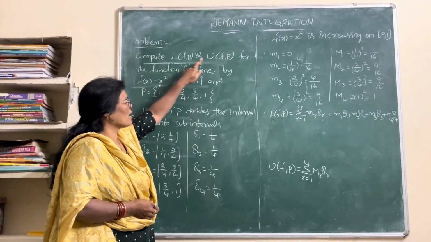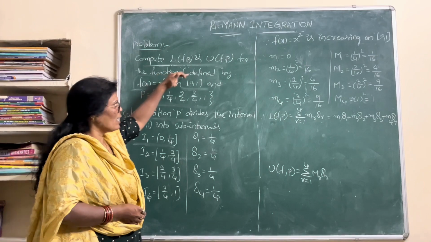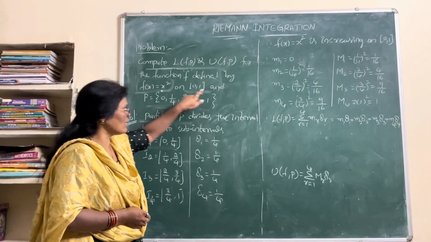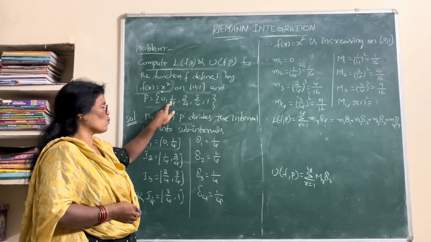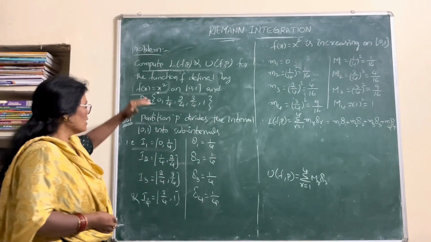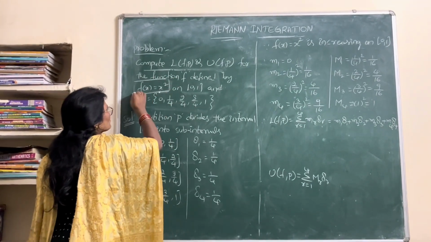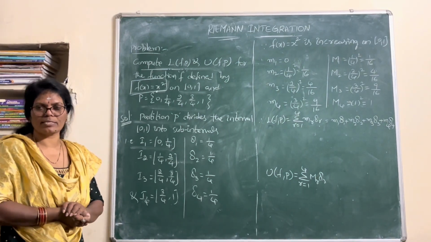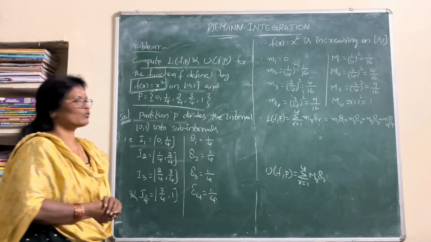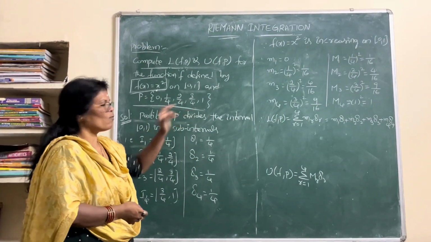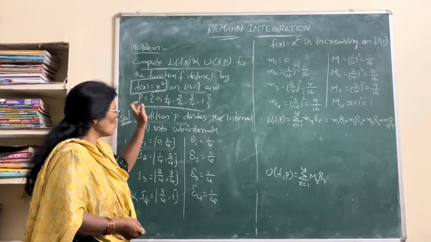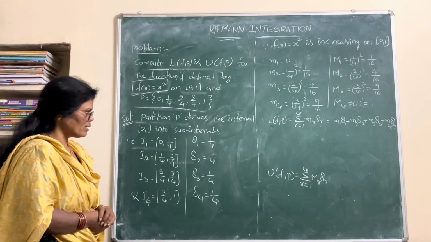Compute LFP and UFP of the function f defined by f of x equal to x square on the closed interval [0, 1], and P is equal to {0, 1/4, 2/4, 3/4, 1}, as given. So what is given here? The function is f of x equal to x square, and the partition is 0, 1/4, 2/4, 3/4 and 1. These are the elements lying between 0 and 1, the interval on which this function is defined.